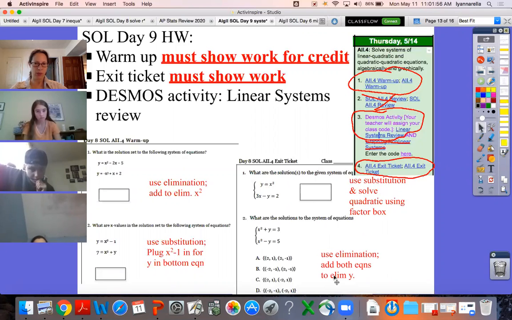And then this one, I want you to use elimination because the y's cancel. You can see if I add a positive to a negative y, they're gone. And then I've got an x squared plus an x squared and a 3 plus a 5, and you can easily solve that.